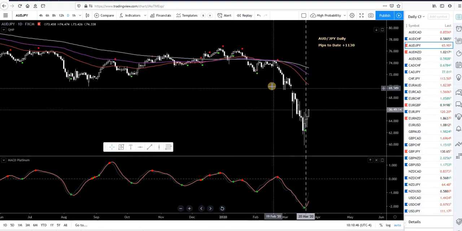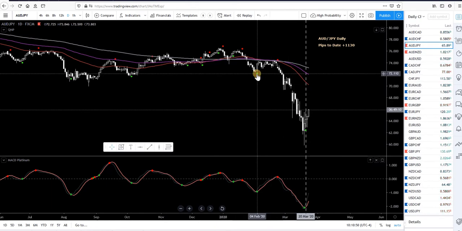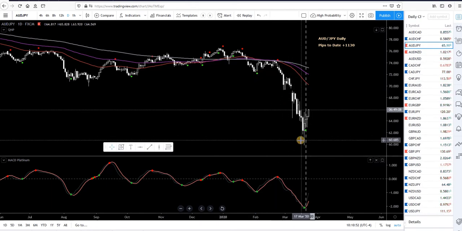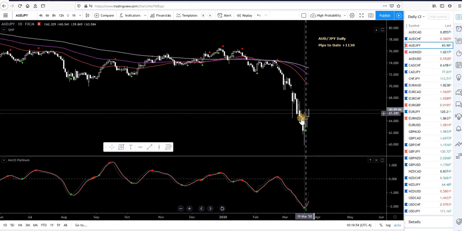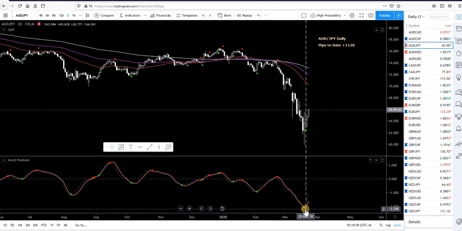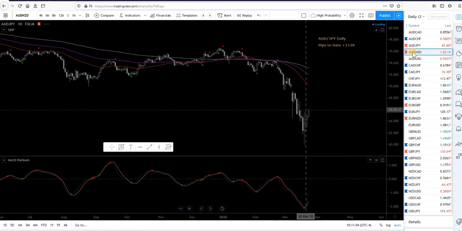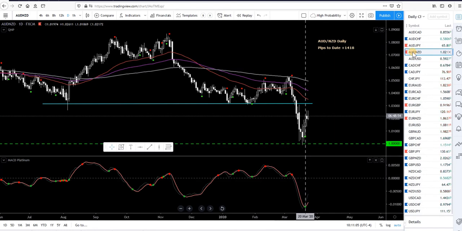I generally only take trades that are against the trend if there's some sort of divergence supporting it. In this case, there's not. Or if it's at the extremes, and this is an extreme. That MACD Platinum's a long way below the zero level. I didn't take it. I could have, but I didn't because it's just too much risk all around. Uncertain times, coronavirus, it's stuffing up the whole market.